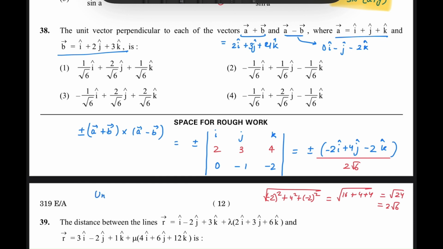So the unit vector is: plus minus 2 cancels out, so 1 over root 6 i, then plus 2 cancels out, 2 over root 6 j, then minus 1 over root 6 k. Okay, so then you have minus in the first and the third component, yes, option 4. You have minus in the first and the third component, and then this is the unit vector. So option 4 must be the correct answer for this question, right?